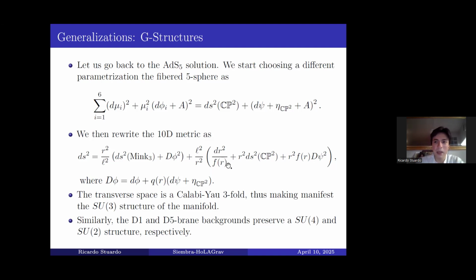And you can play the same game for the D1 brane and the D5 brane, and they will preserve an SO4 and an SU2 structure. Basically, the idea is that you rewrite the metric in a different way, and you find that the transverse space has some different properties that you could not see. I mean, they were encoded somehow in the old parameterization, but in this way, you make manifest the structure of the system.